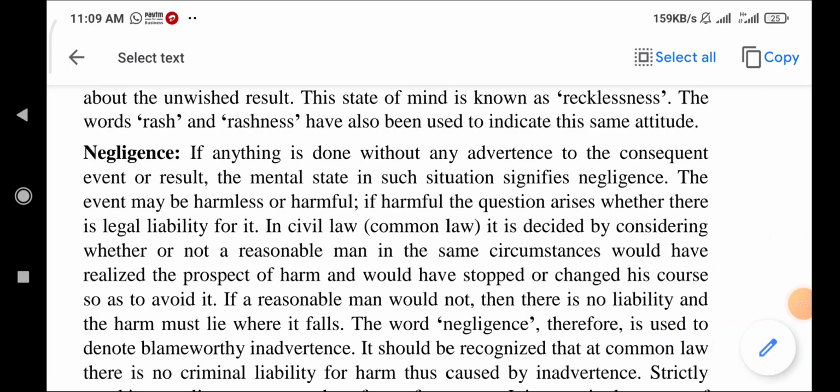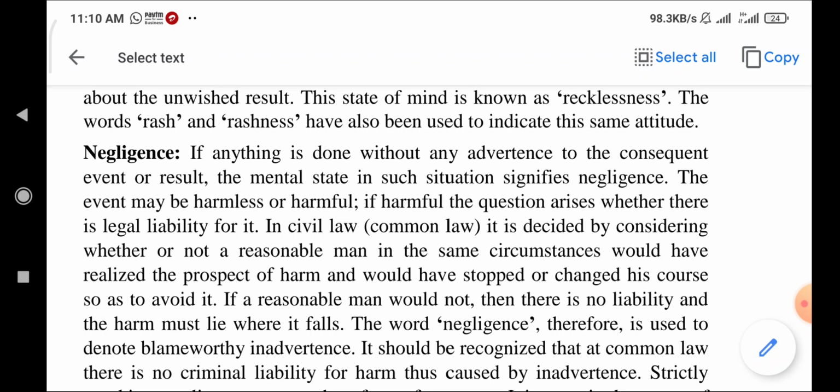Negligence. If anything is done without any advertence to the consequent event or result, the mental state in such a situation signifies negligence. The event may be harmless or harmful. If harmful, the question arises whether there is legal liability for it. In civil law, common law, it is decided by considering whether or not a reasonable man in the same circumstances would have realized the prospect of harm and would have stopped or changed his course so as to avoid it. If a reasonable man would not, then there is no liability and harm must lie where it falls.